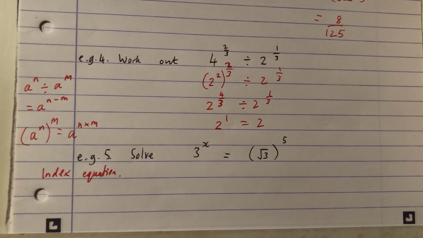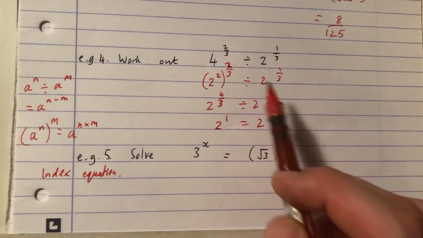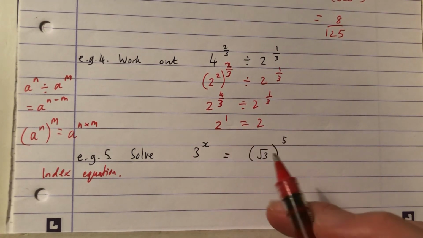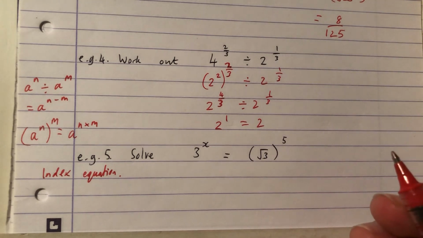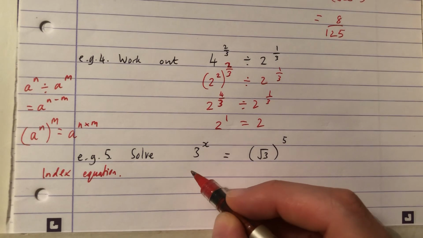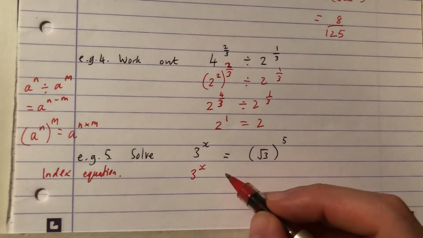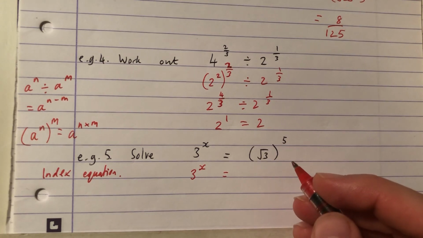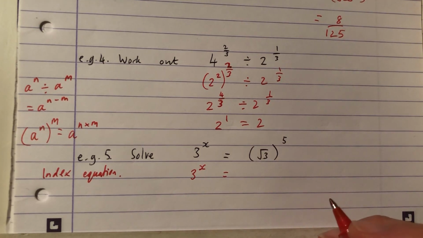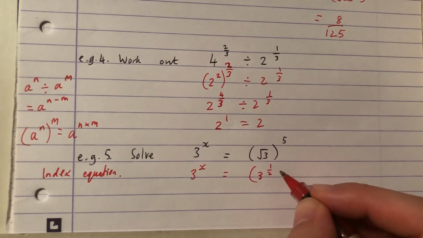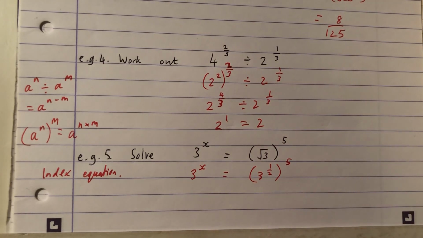So we have to be pretty clever with this and use a similar strategy to what I did above, which is write everything to the same index form, to the same base. And I'm going to pick base 3. I always pick the smallest number. 3 to the power of x. How could I write the number root 3 in index form? 3 to the power of a half. And that's to the power of 5.